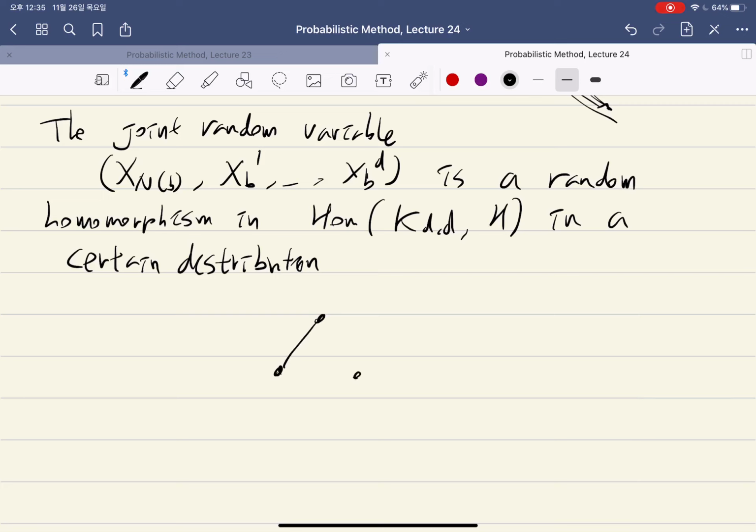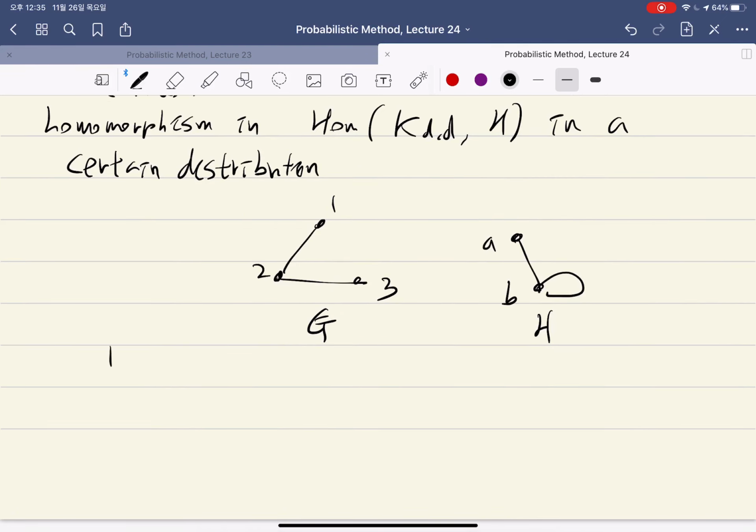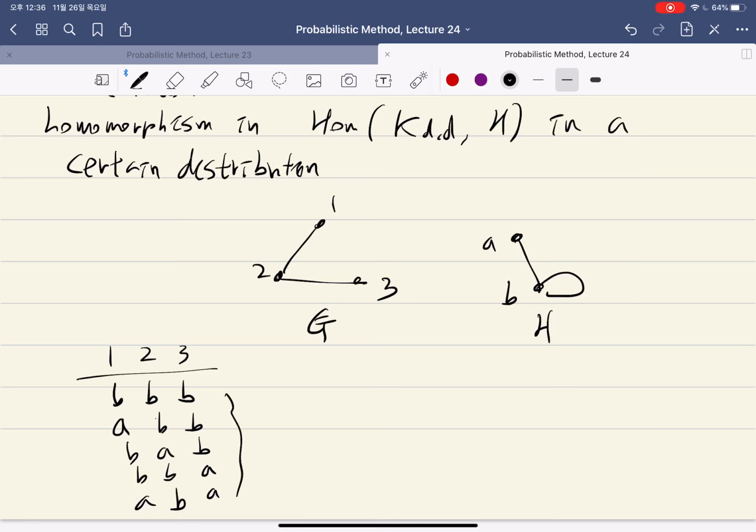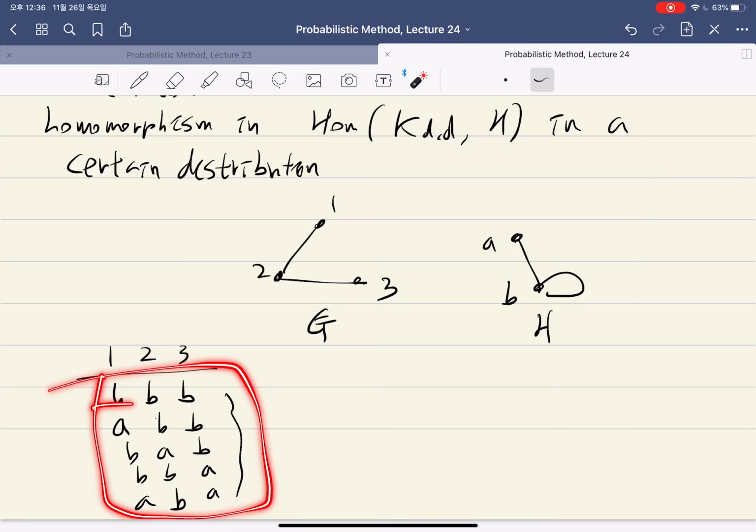For example, if we have this H, with vertices A and B, and this G, with vertices 1, 2, 3, then if you choose a uniform random map, all possible ways are: you send everything to B, or you send 1 to A and 2, 3 to B, or 2 to A and 1, 3 to B, or 3 to A and 1, 2 to B, or everything to A. You can count the homomorphisms, so you have 5 homomorphisms. You choose one of them at random, each with probability 1 over 5.